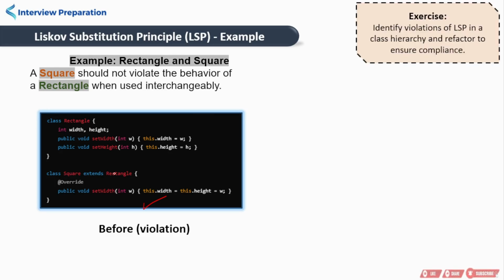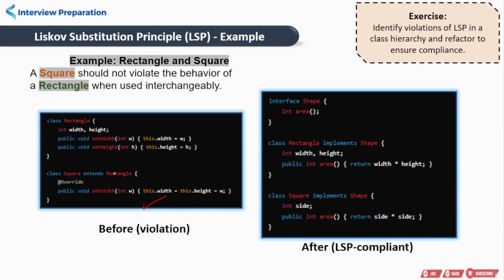To adhere to LSP, let's introduce an interface called shape with a single property called area. Now, both rectangle and square can implement this interface and define their own ways to calculate the area. This way, you can use rectangle and square interchangeably without breaking the expected behavior. Each shape class handles its own specific calculation, ensuring that substituting one for another doesn't lead to unexpected results.